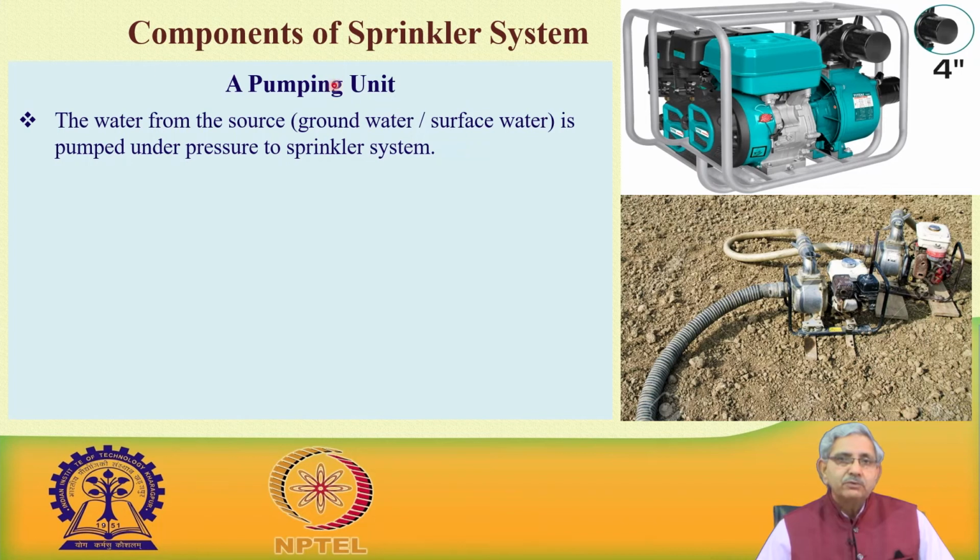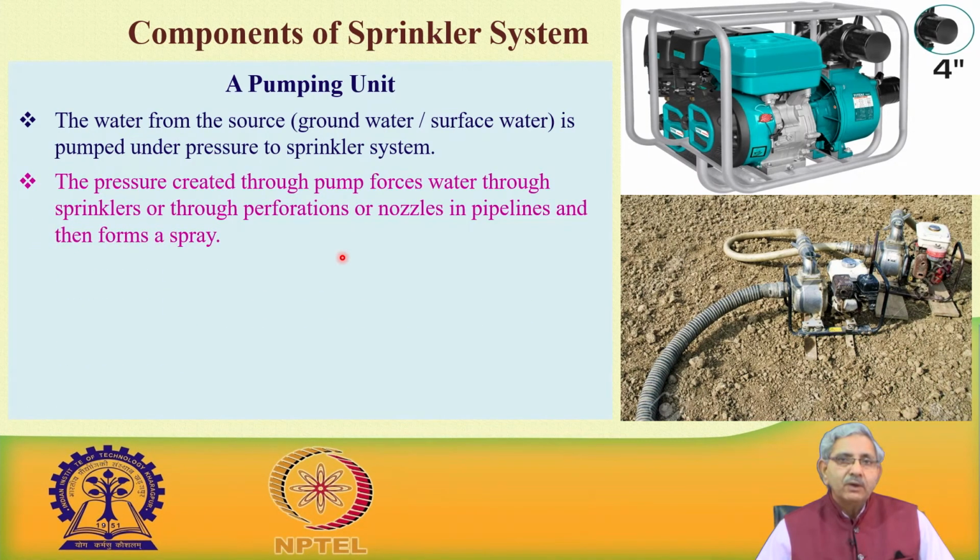So, as I told you, there is a pump. The purpose of the pump is to provide enough pressure in the system, taking water from the source, maybe groundwater from the well. So, the pump creates the force through the sprinkler, and then the water goes to the perforations in the nozzles, if it is a perforated pipeline, or it is coming to the sprinkler head.